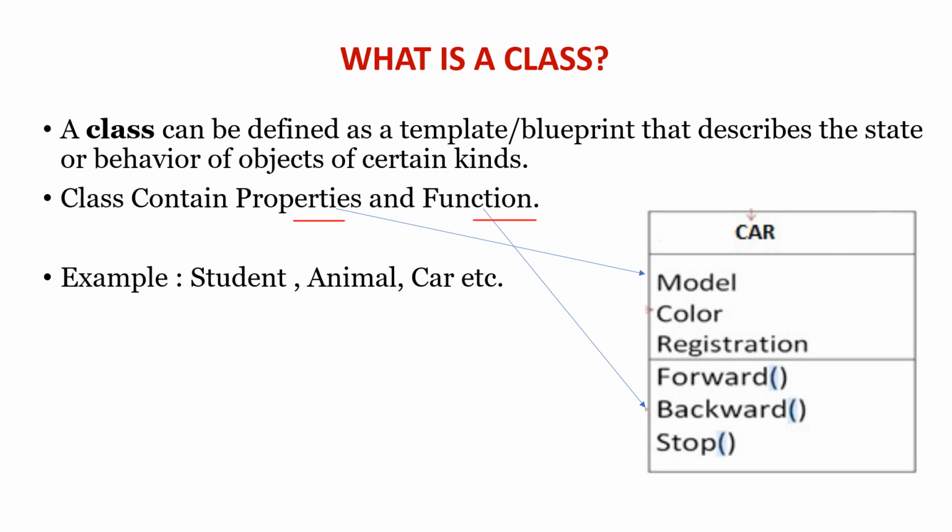Let us look at this diagram. Car is a class. It contains properties. What are the properties? Model, color, registration. And what are the functions the car can perform? It performs forward function, backward function and stop function. Some other examples of a class are student, animal, car.